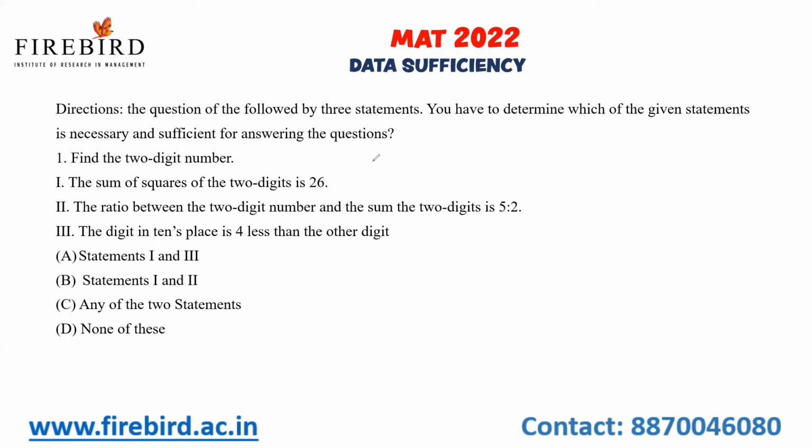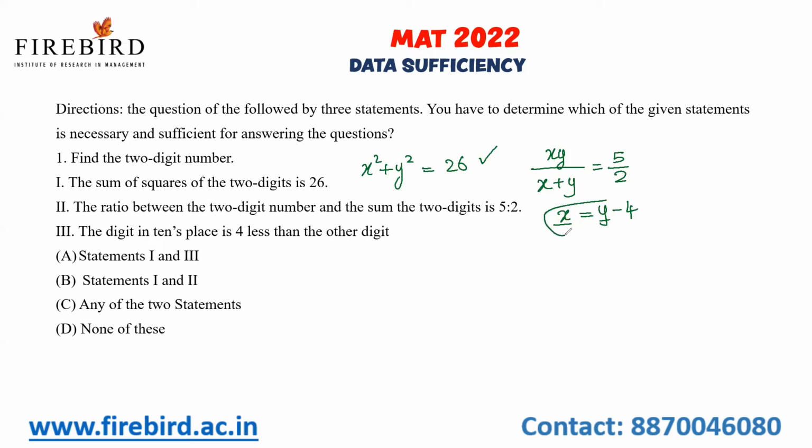The sum of squares of the two digits is 26. That is, with the first data, I can write x square plus y square is equal to 26. The ratio between the two-digit number and the sum of the two digits is 5:2. Let us take the two-digit number as xy and the sum of the digits as x plus y. The ratio is 5:2. The digit in the tens place is 4 less than the other digit. If I take the tens digit as x, and the other digit as y, which is the unit digit, then x is equal to y minus 4.